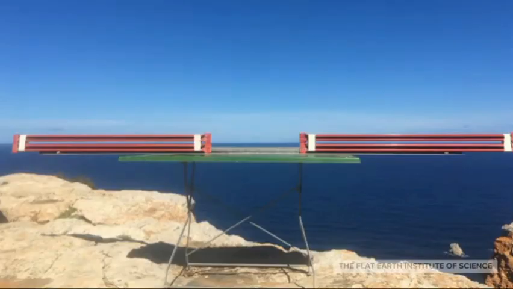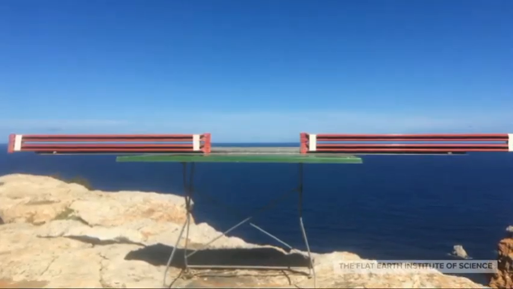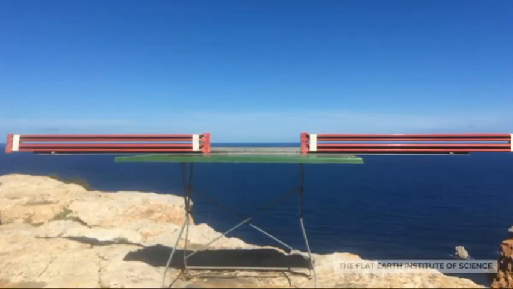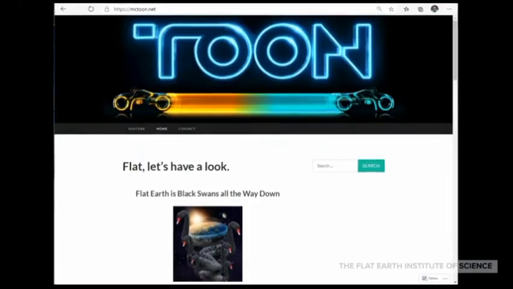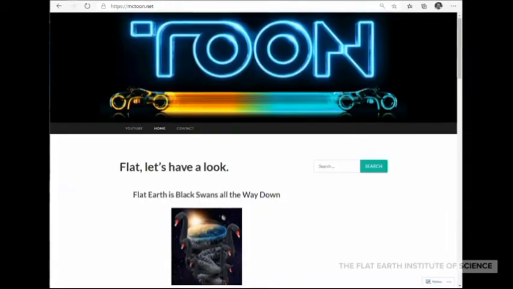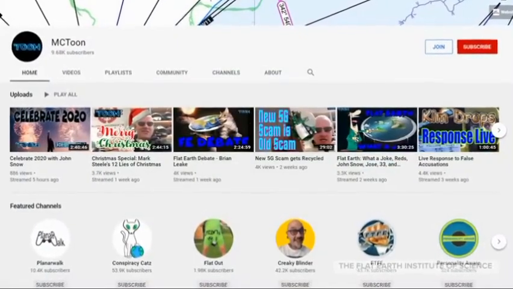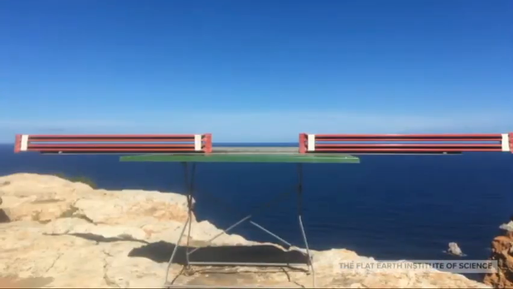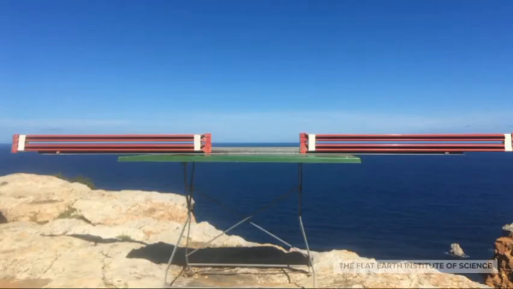First, let's go take a closer look at this observation so we can see what we are up against. This observation comes from mctoon.net. mctoon is an anti-flat earther whose entire website is dedicated to combating the flat Earth hypothesis. He also has a YouTube channel dedicated to the same thing. Just so you know what you're looking at here, the red bars are simply just straight edges.